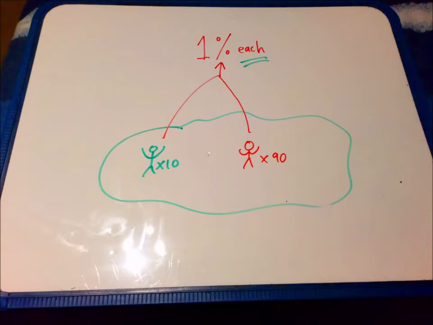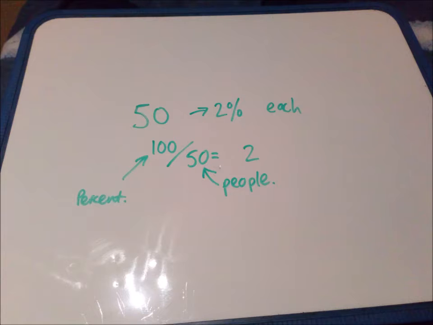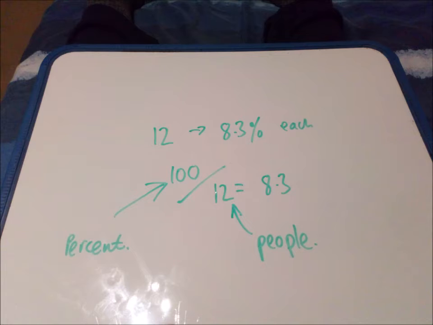Imagine there's an island. On this island live 100 people. 10 of them are green and 90 of them are red. Each member of the island, no matter their colour, represents 1% of the island's total population. If the island had a population of 50 people, each person on the island would represent 2% of the island's population, because 100 divided by 50 equals 2. And if the island had a population of 12 people, each person would represent 8.3% of the island's total population, because 100 divided by 12 equals 8.3.